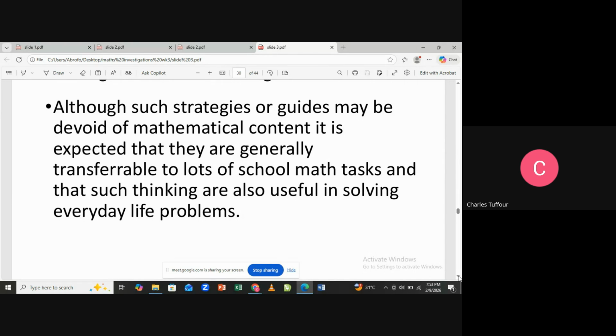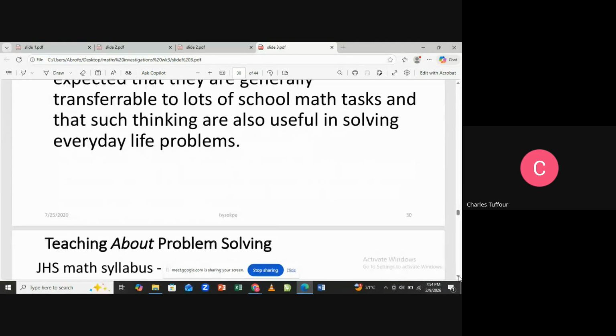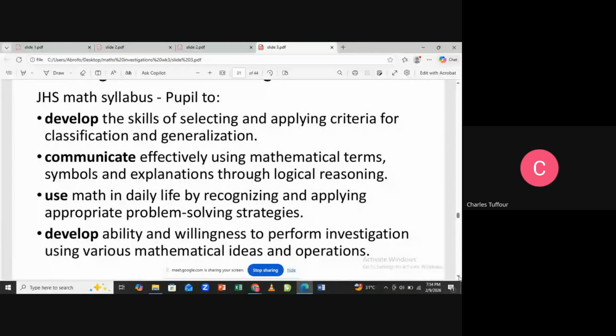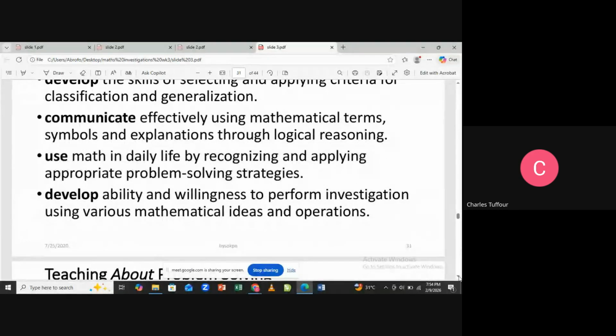So, teaching about problem solving helps students to solve everyday life problems, because with this one, when they encounter any problem and the master is not there, they will find a way to deduce their own formula. They will find a way to conjecture a pattern and see whether the pattern works, and solve the problem. Develop the skills of selecting and applying criteria for classification and generalization. Once they are able to deduce their own formula, they will be able to classify problems under their specific places.